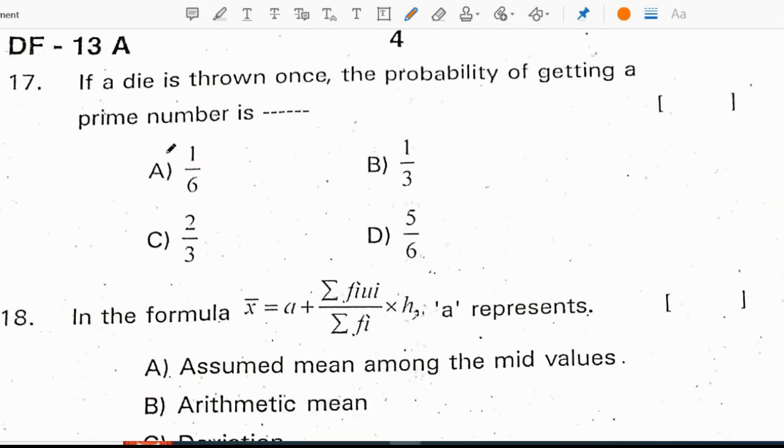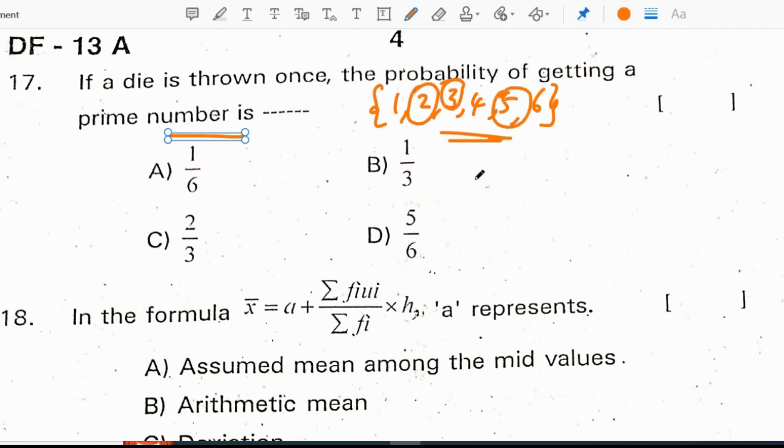If a die is thrown once, then probability of getting a prime number. So when a die is thrown once, the possible outcomes are 1, 2, 3, 4, 5, 6, any can fall. They asked for prime numbers, so the prime numbers are 2, 3, 5. So probability of any event is equal to number of favorable outcomes by total number of possible outcomes. Here there are 3 favorable outcomes, by total number of possible outcomes 6. So 3 by 6 is nothing but 1 by 2.